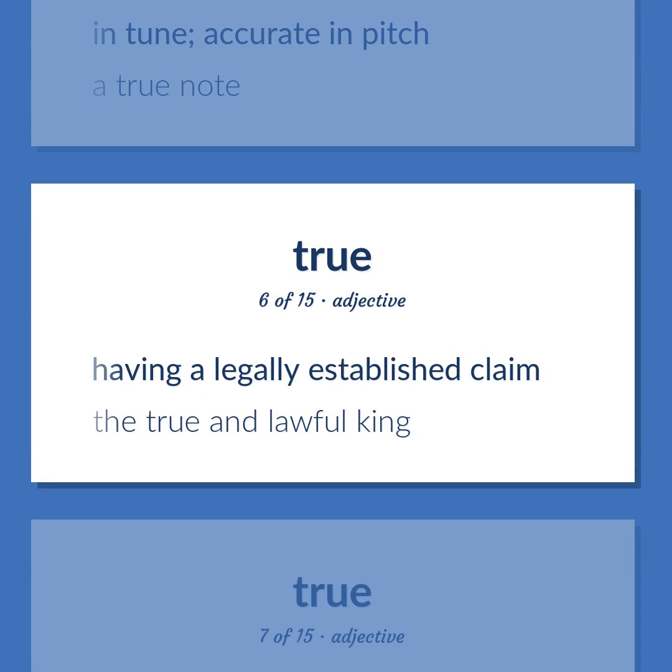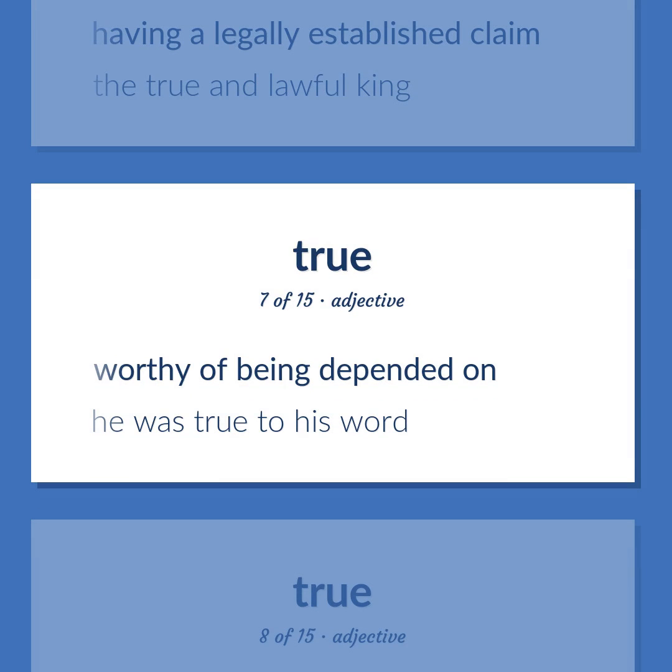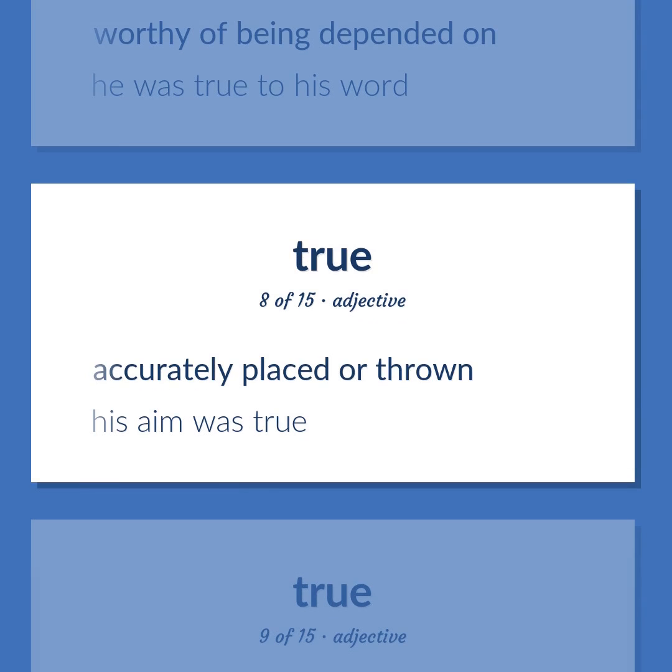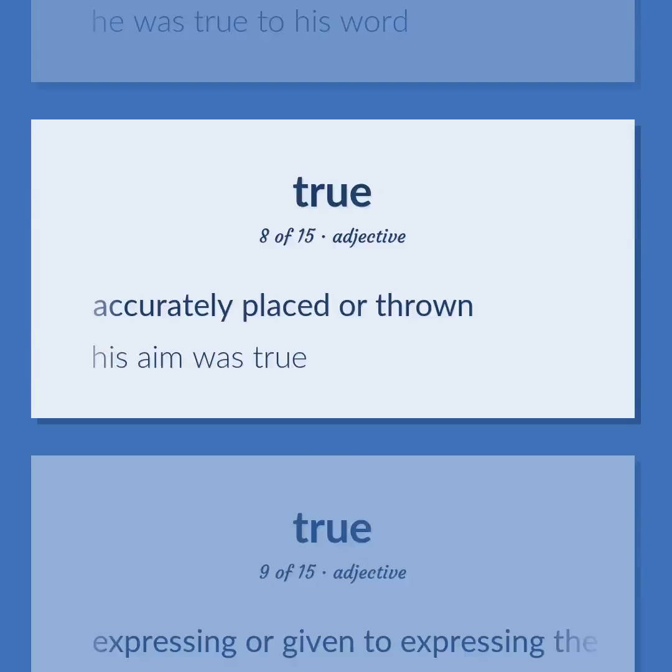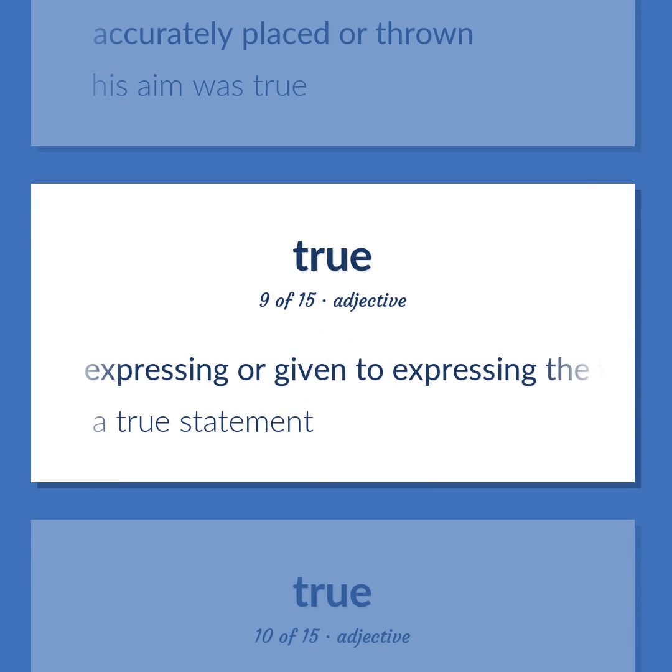Having a legally established claim. The true and lawful king. Worthy of being depended on. He was true to his word. Accurately placed or thrown. His aim was true. Expressing or given to expressing the truth. A true statement.